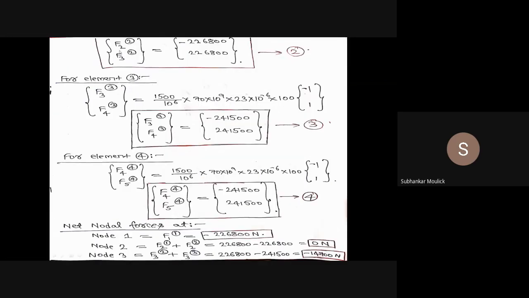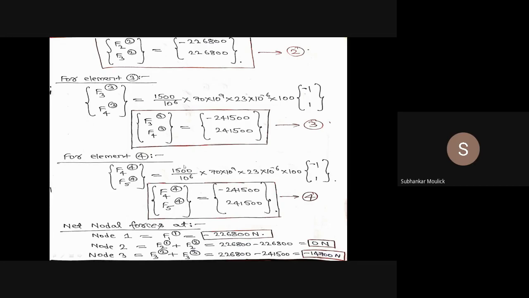For element number 2, F2 of 2 and F3 of 2, as a 2 cross 1 column matrix, is equal to minus 226800, 226800. This is equation number 2. Is it clear? Any doubts so far? Similarly, in the same manner, I can find the nodal forces present in element number 3, which is given by equation number 3, and in element number 4, which is given by equation number 4.